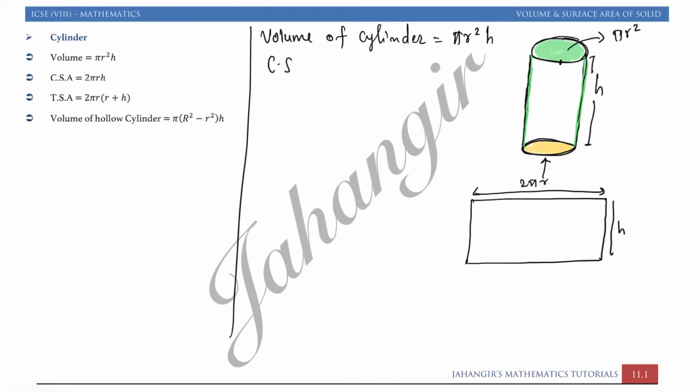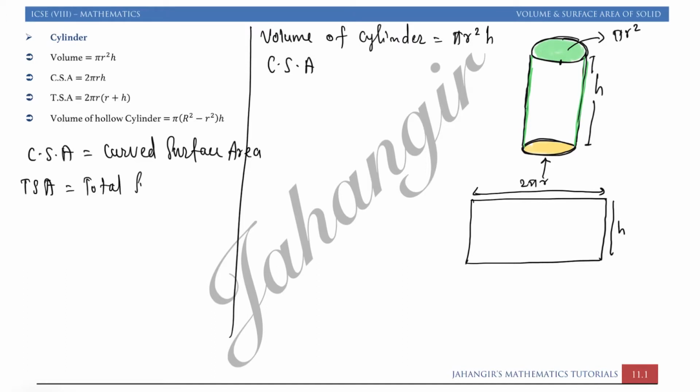And the curved surface area is only the side surface. Lateral surface is the term we use in cube and cuboid. Lateral means side surface, so here we say curved surface area. CSA stands for curved surface area and TSA stands for total surface area. So CSA is 2 pi r h. TSA, the total surface area, will be 2 pi r h.